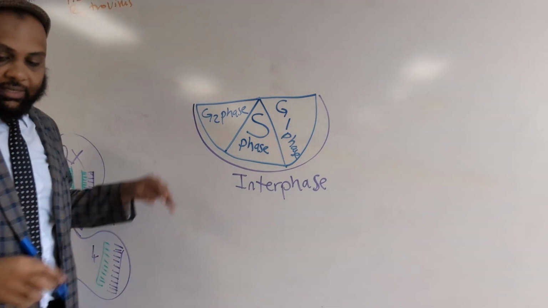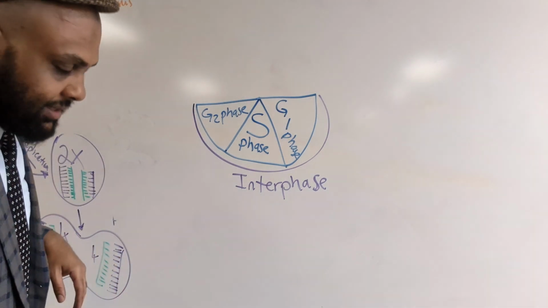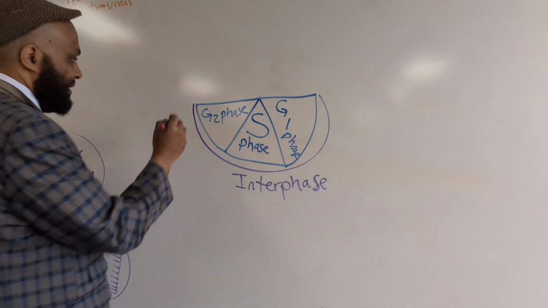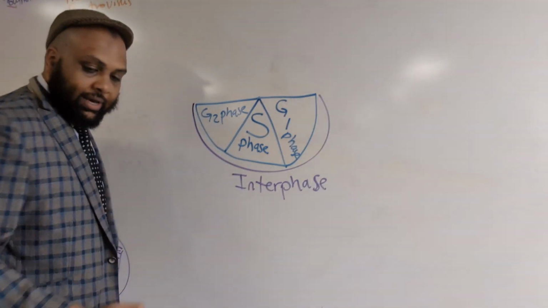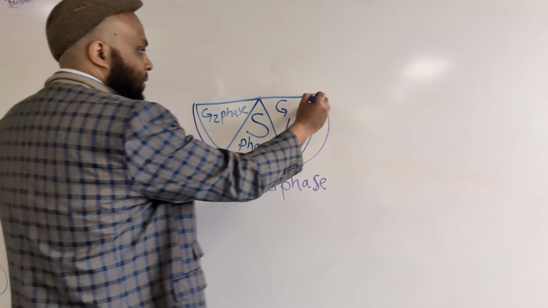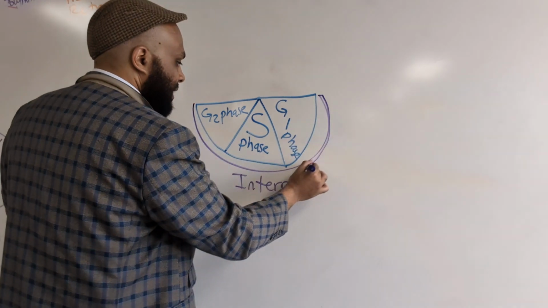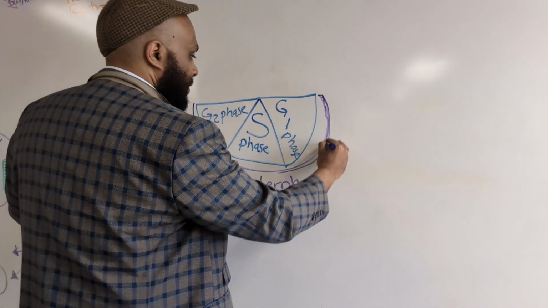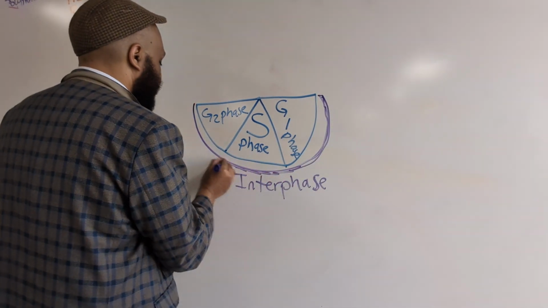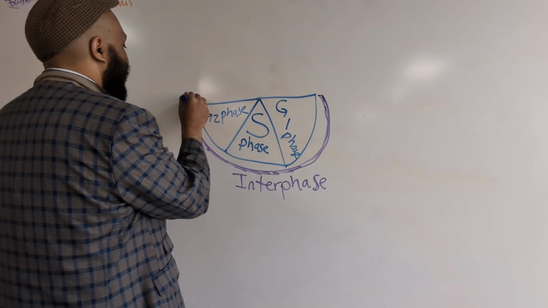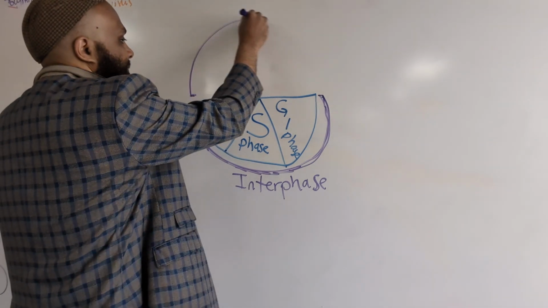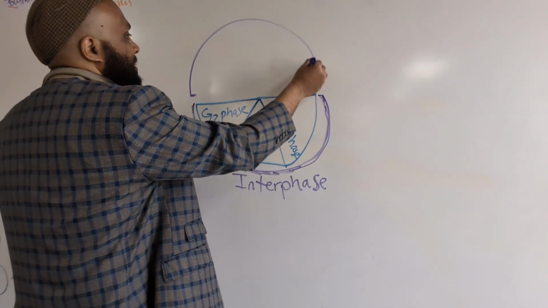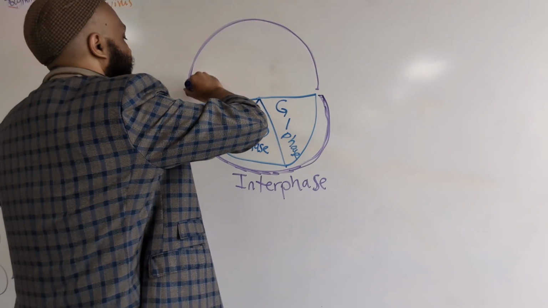And after that, I'm going to have my second phase of the cell cycle. So this is all known as interphase. These three steps are known as your interphase. Then after that, I'm going to have my mitosis. This is known as mitosis.